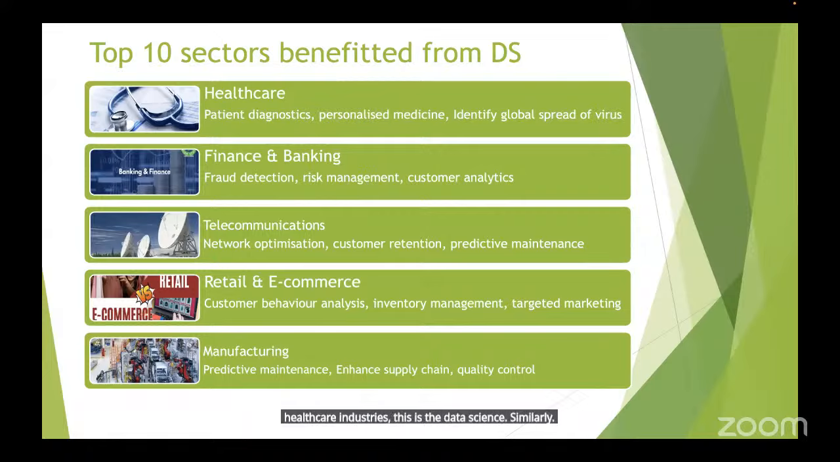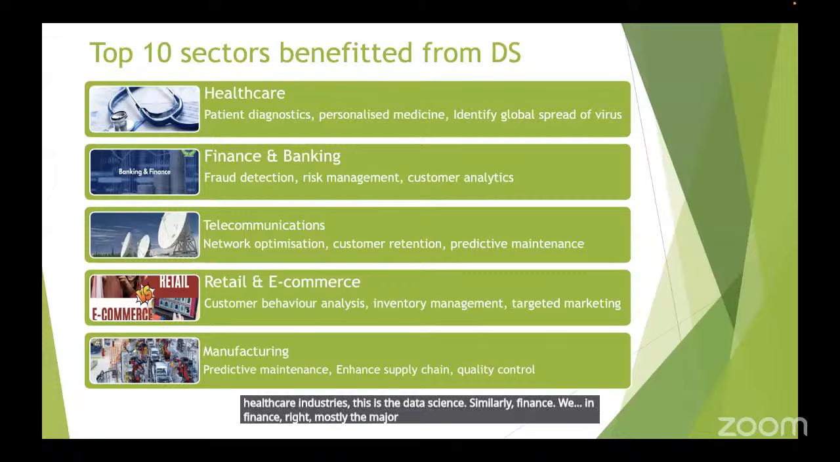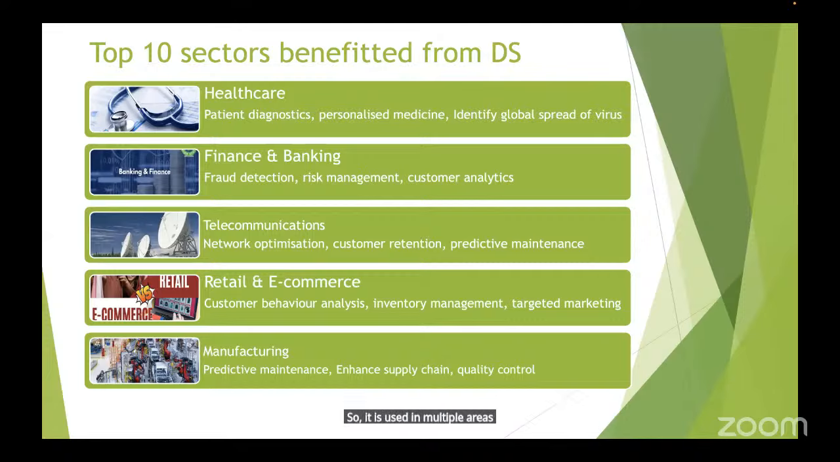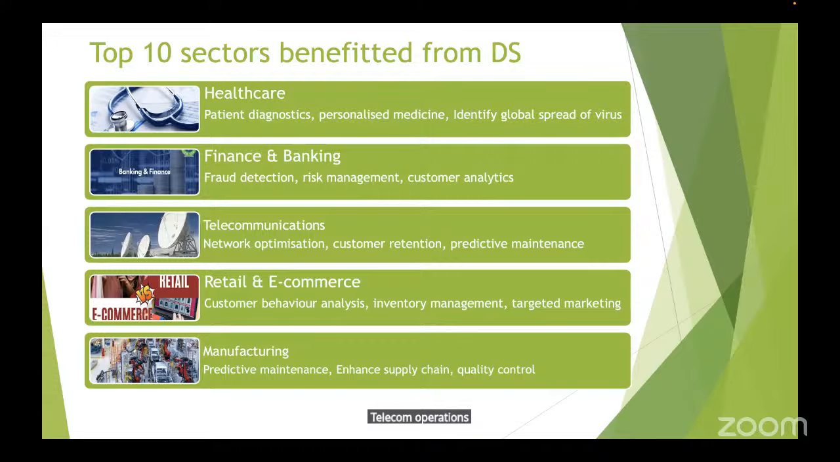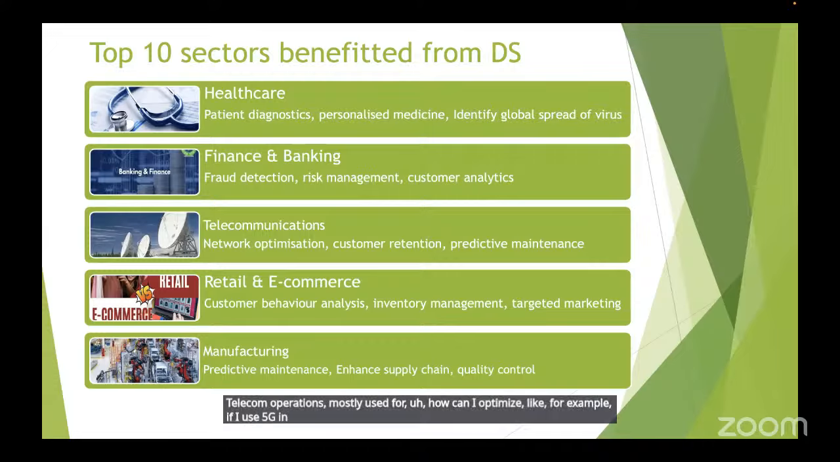Similarly, finance. In finance, the major problems are fraud detection, risk management, and customer analytics. It is used in multiple areas in banks and finance, mainly for the detection of fraud and risk. Telecom operations are mostly used for optimization, for example, if I use 5G in this area, will it be worth it?